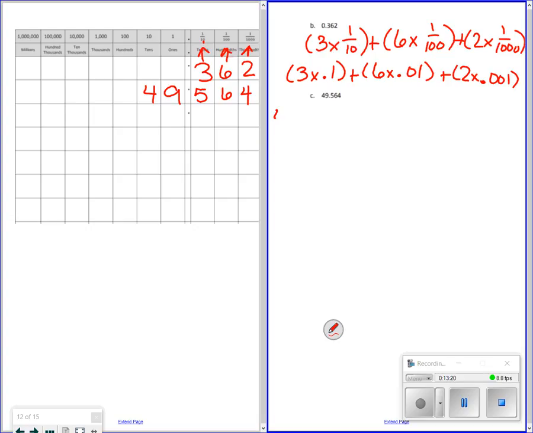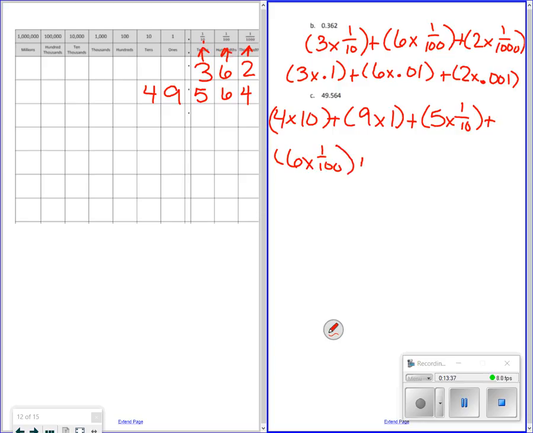All right. So 4, 9, 5, 6, 4. Looking up. So 4 times 10. Not literally. 9 times 1. 5 times 1, 10. Writing out right. 6 times 100. 4 times 1,000.